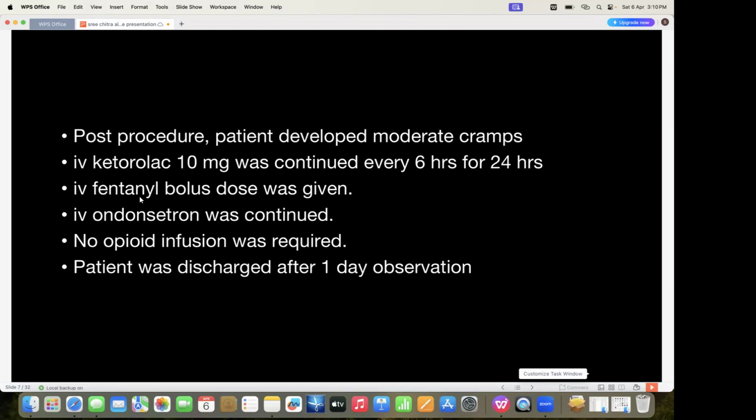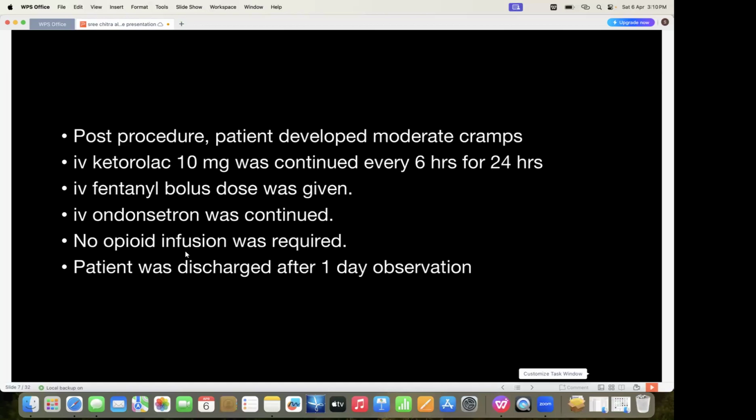So an IV fentanyl bolus dose was also given. All these were given with anesthetist support. The anesthetist's opinion was sought even before the procedure started, and the IV fentanyl bolus dose was given. But opioid infusion was not required in this patient.